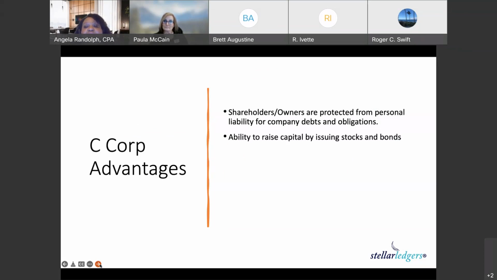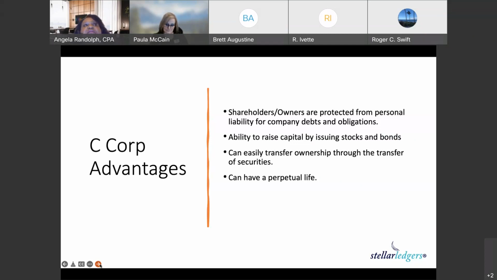The ability to raise capital. You are able to issue stocks and bonds as a C corporation. You can easily transfer ownership through the transfer of securities. The C corporation has a perpetual life. Unlike the sole proprietorship, if the one shareholder or one owner dies, the C corporation lives on. You can transfer ownerships. You can sell shares to other people. You can gift shares to family members. So the C corporation has a perpetual life, and it's the best vehicle for businesses that are in high risk or plan to go public.